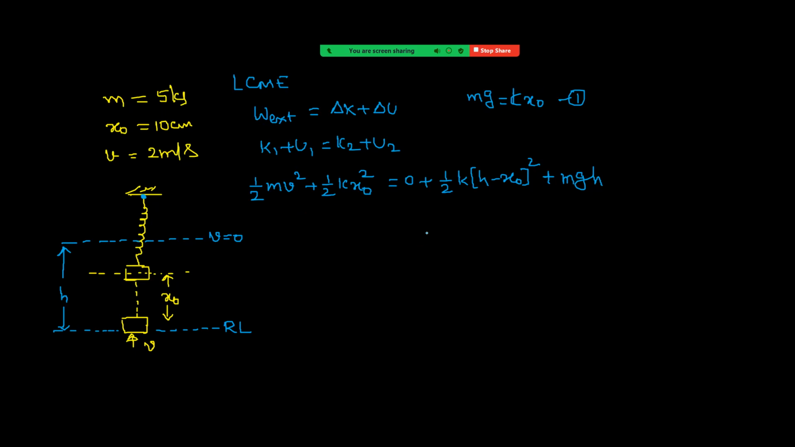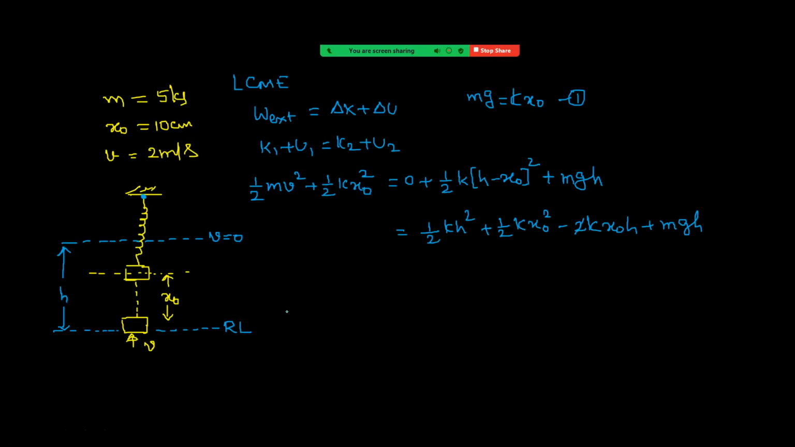Now expand this: half k h square plus half k x naught square minus k x naught h plus mgh. Okay, so I can cancel on both sides half k x naught square.